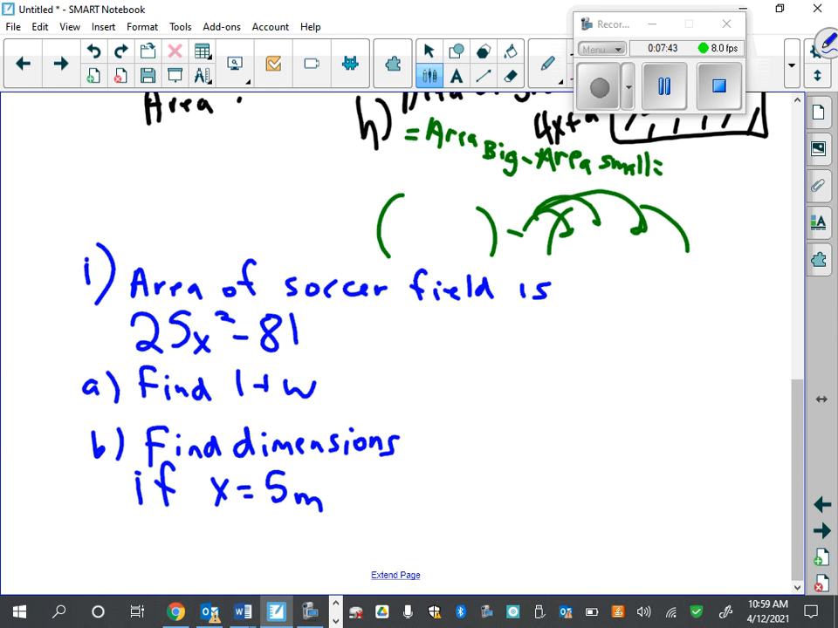And C, find the perimeter of the soccer field that the Knights are running around their opponent. Final score 11-0. Knights! Woo! Good job.